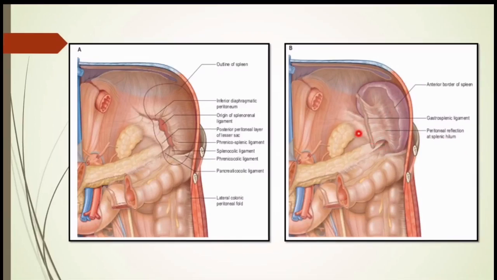Now please note that it is through the linorenal ligament that the structures that enter the spleen get inside. So the double fold inside it carries the splenic artery, the splenic vein, as well as the tail of the pancreas and nerves and lymphatics.